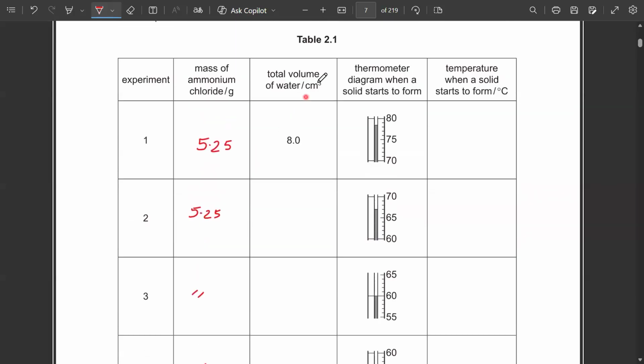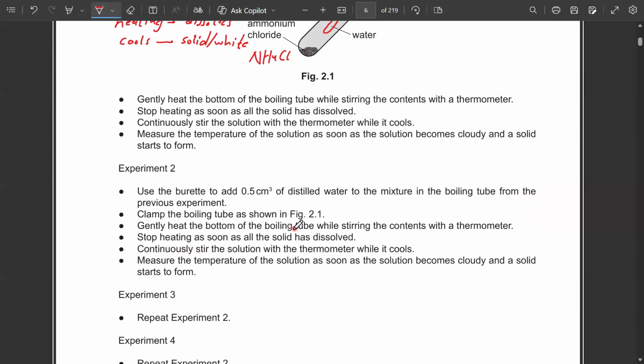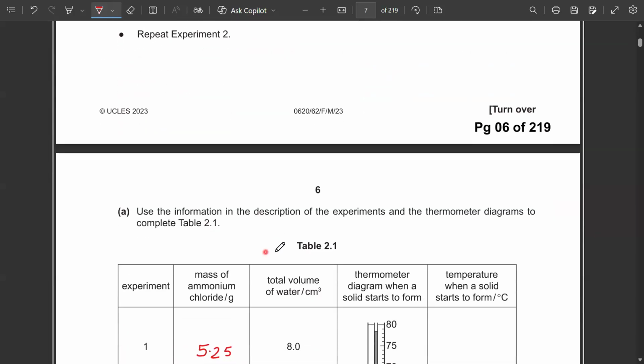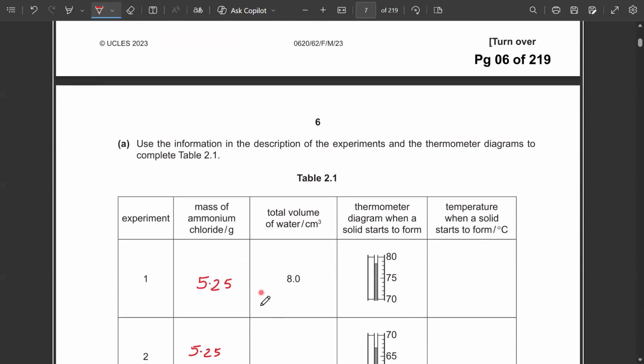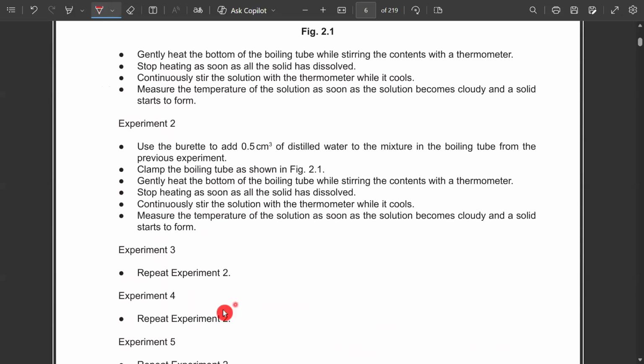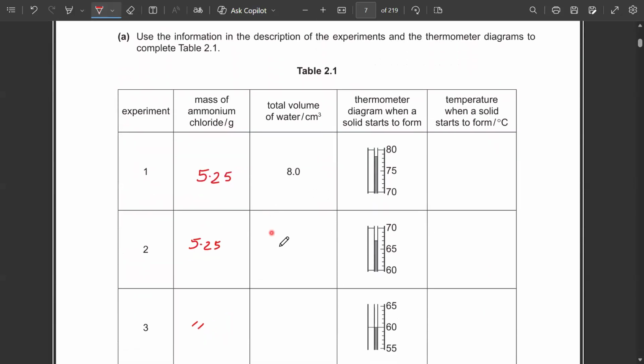And then the next column says total volume of the water added. Okay, so if you go back to experiment number 1, it says 8 cm cube of distilled water was added. That is already mentioned in the question. And in the second experiment, how much water is added? You know that in experiment number 2, we added 0.5 cm3 as an extra amount. So add that value here, it will become 8.5.